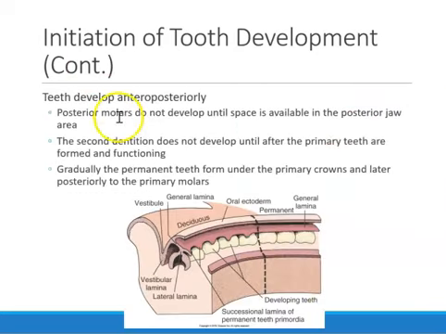Now, the way the teeth develop is what we call anterior-posteriorly, which basically means the front teeth get developed first, then the back teeth, then the molars, because the mouth doesn't have space for molars until way later. So anterior teeth, including the incisors, canines, and premolars, get developed first. Molars get developed way later, posteriorly, all the way at the back.